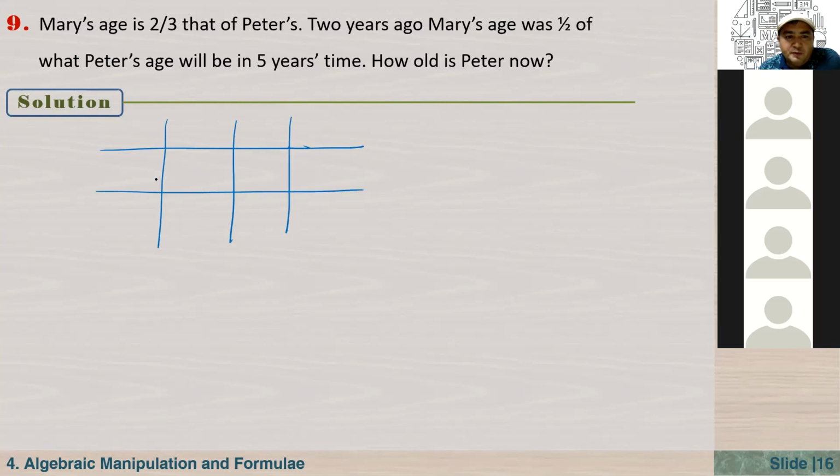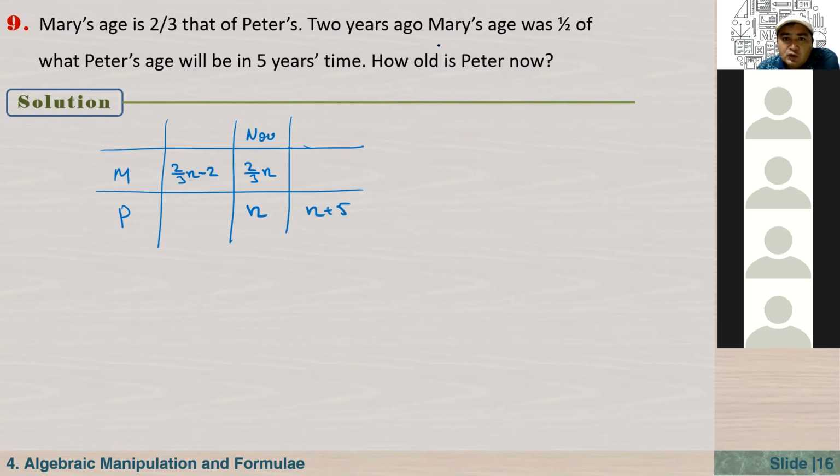Okay, here we are talking about two people, Mary and Peter, right? It says that Mary's age is two-thirds that of Peter's. So that means that if Peter's age is n, Mary's age is 2 over 3 of n. 2 years ago, Mary's age was half of what Peter's age will be in 5 years' time. Peter's age in 5 years' time will be n plus 5, right?